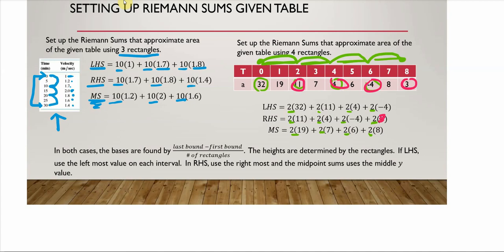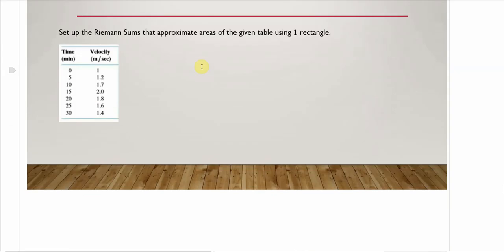Okay. So then the midpoint sums, that's an easy one because we just choose the one in the middle. So I'm going to pick 9, 7, 6, and 8. Okay. So let's try another one.